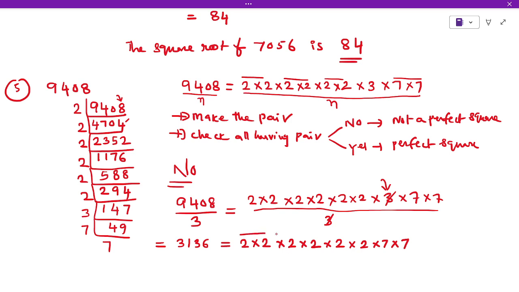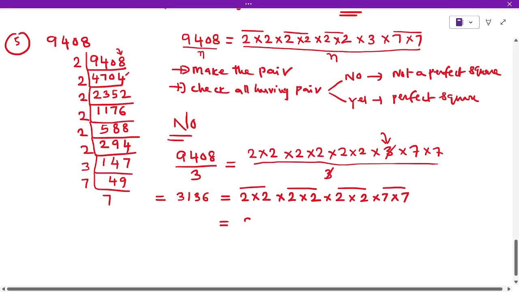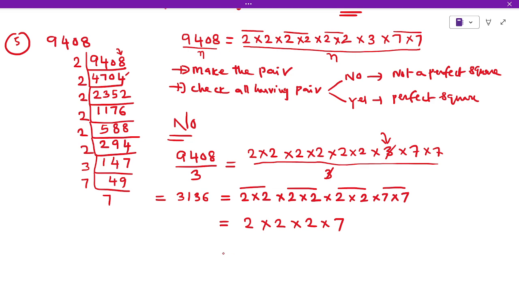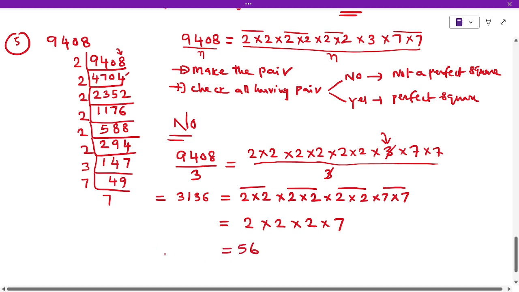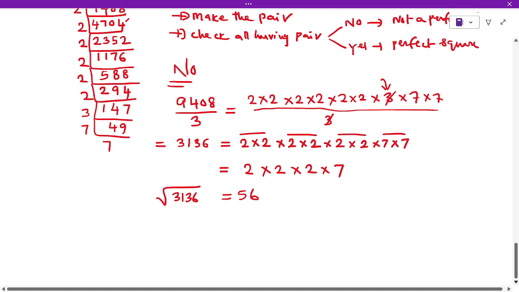Now let us take the pairs. Look at here, there is no 3. So let's take a 2 here, and this is 2, and this is 2, and this is 7. Multiply: 2 2s are 4, 4 2s are 8, 8 7s are 56. Therefore the square root of 3136 is 56. Clear? This is the way we can find squares and square roots. There are many ways; I have only done the basics. At least you should know these methods.